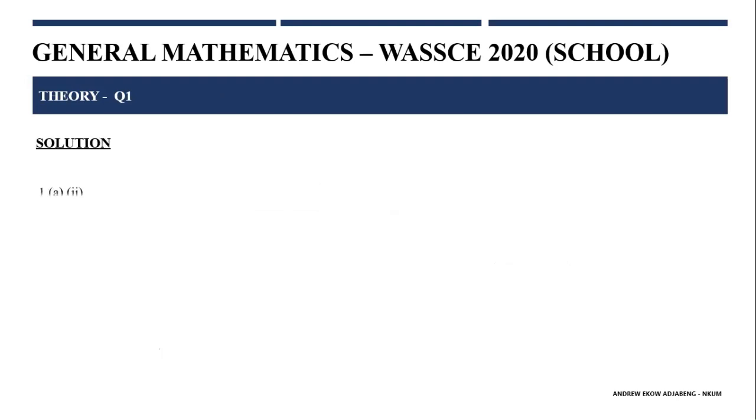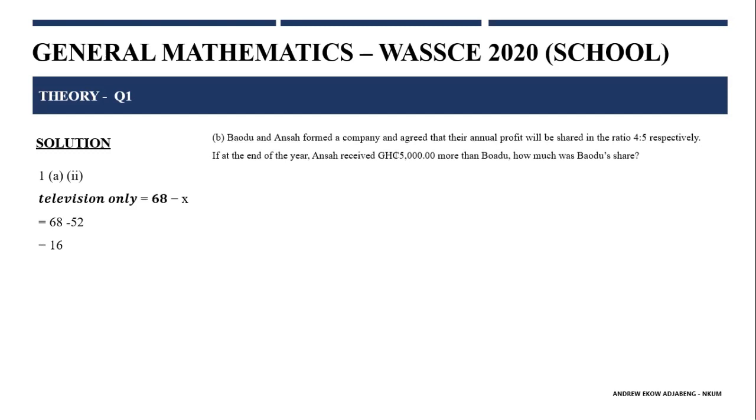Now we could solve for the answer. For television only, we have 68 minus X. Since X is 52, 68 minus 52 will be 16.